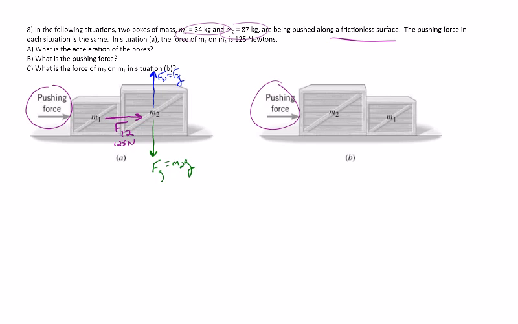I can actually go after part A and say the acceleration of box 2 would be the force on box 2, basically F12, over the mass of box 2. So that would be your 125 newtons over the 87 kilograms, and boom, you've got the acceleration. I'm not going to calculate it, you have to finish it.